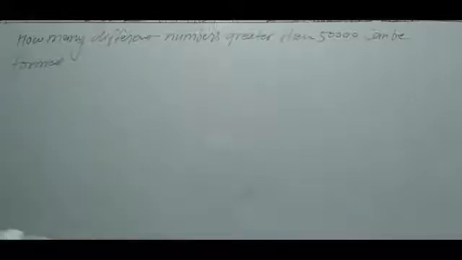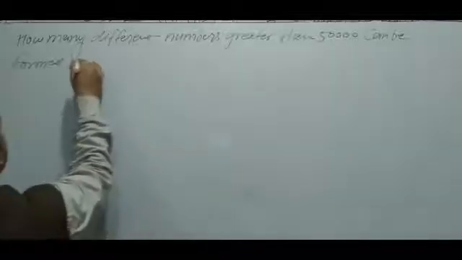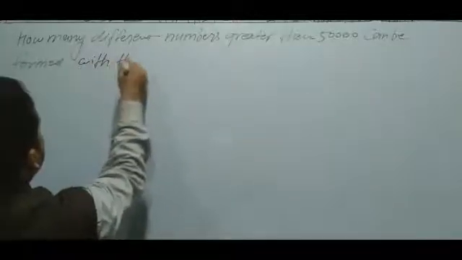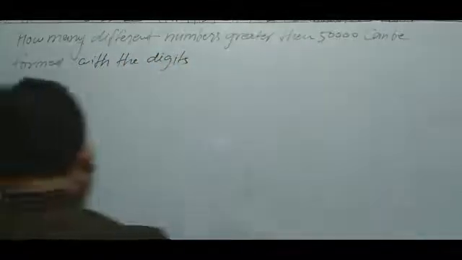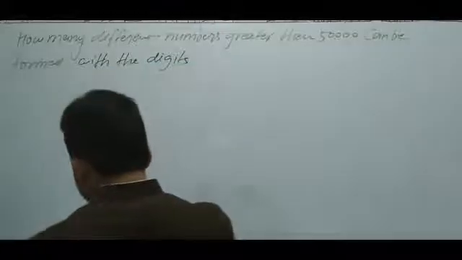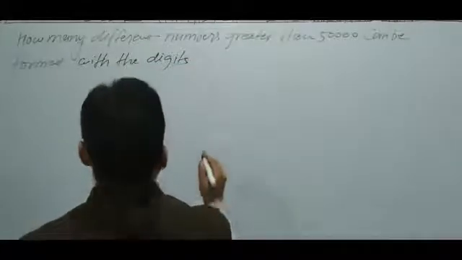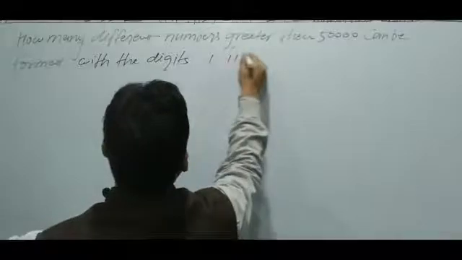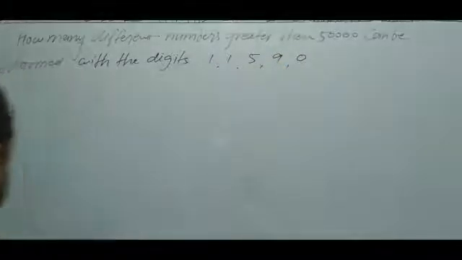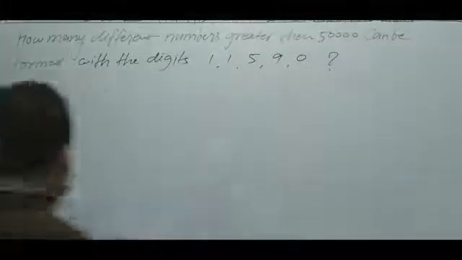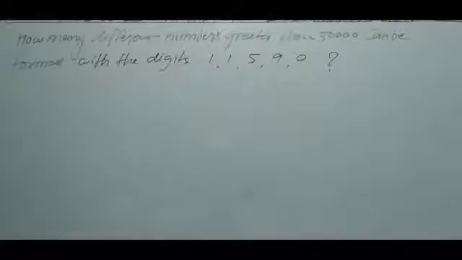digit is given, with the digits. Digit is 11590. 11590. Now this is 5 digits number. We have to form greater than 50,000. Now see the solution.